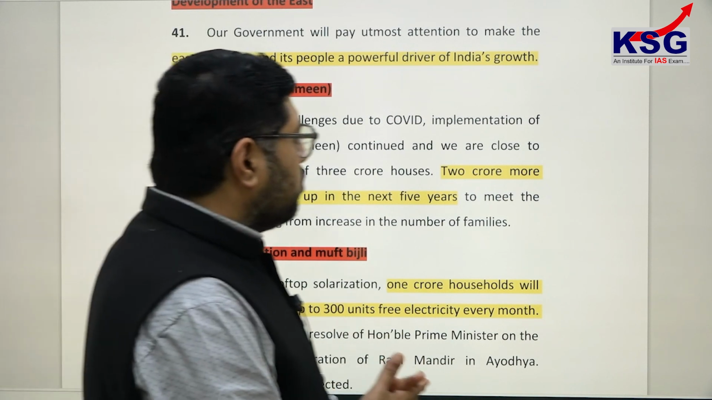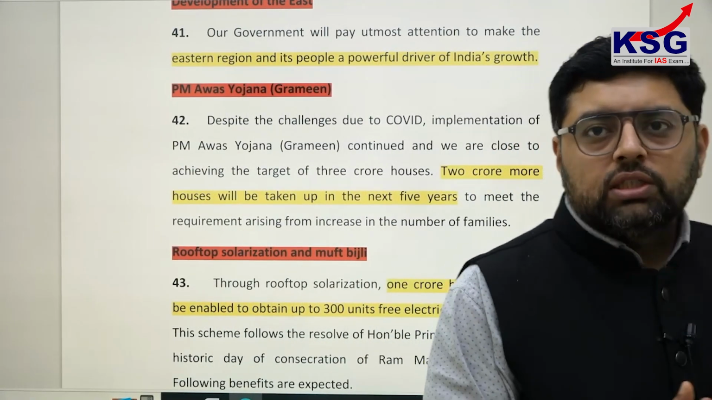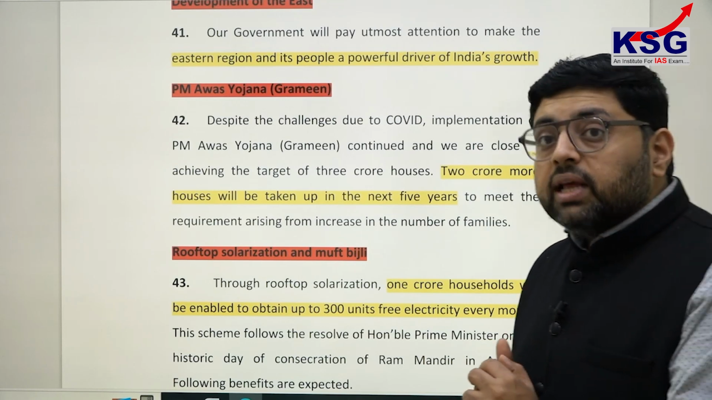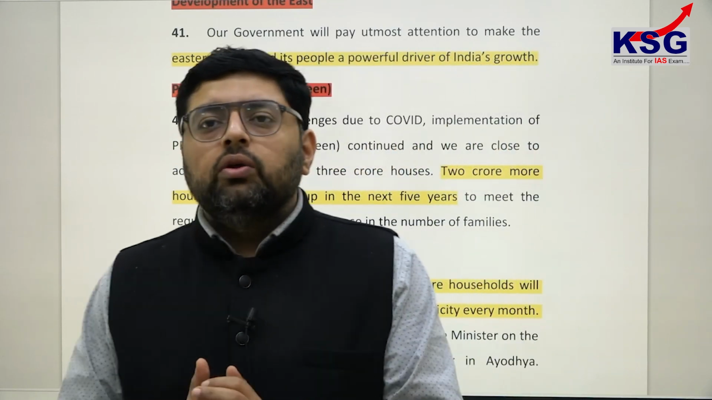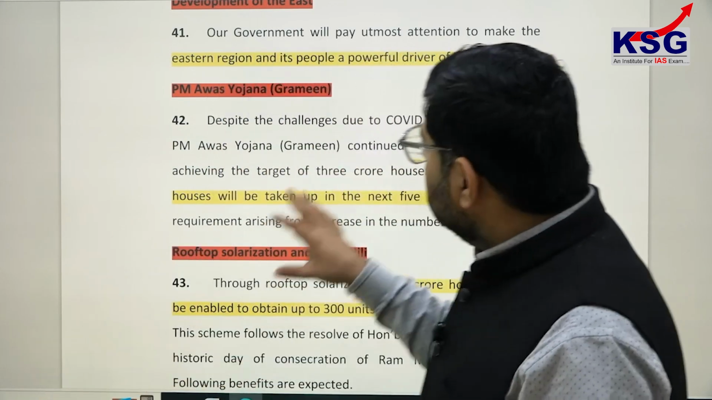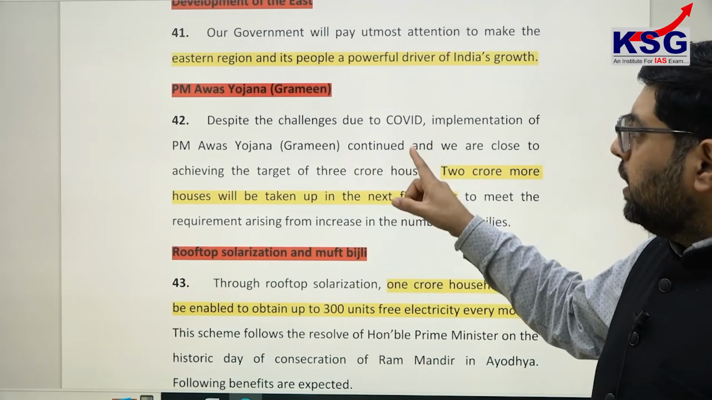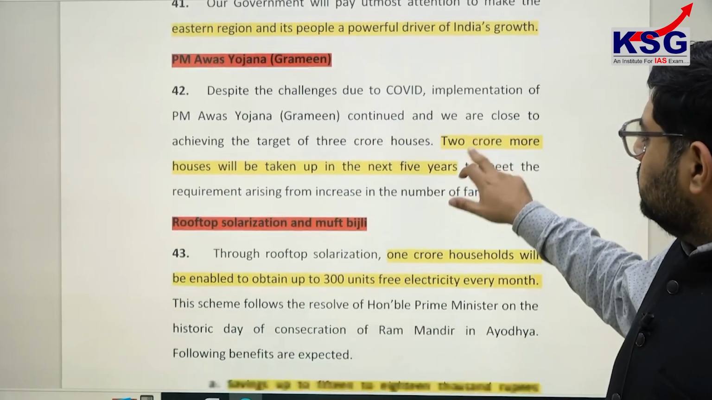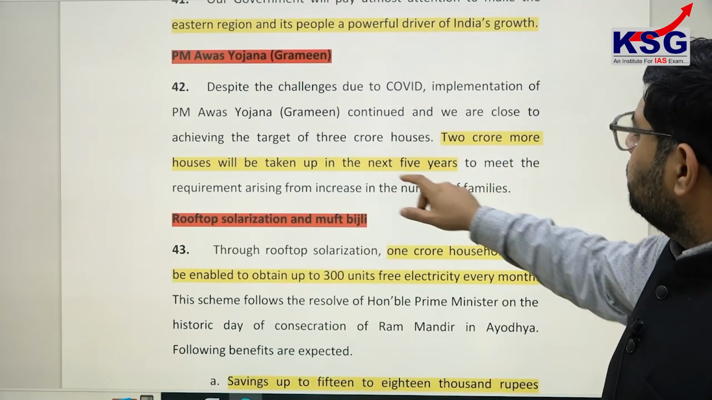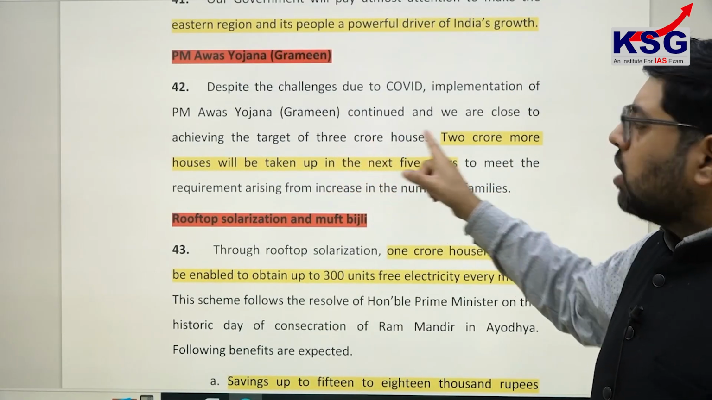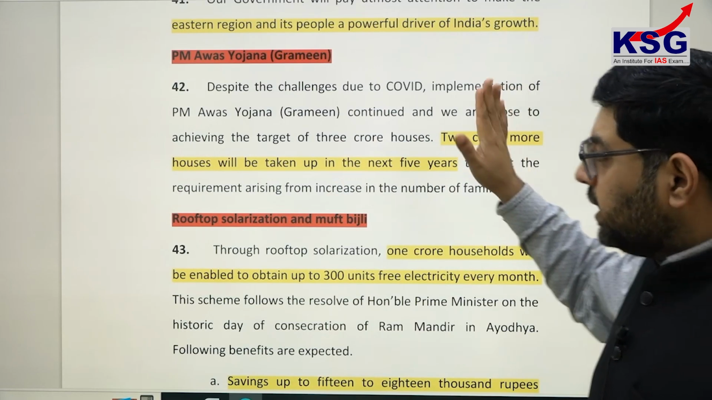So again here they want to provide houses to those who are homeless, or those who are staying in kacha houses. The government wants that they must have their own houses, that is under PM Awas Yojna. If you see, we already have some achievement in the form of 3 crore houses. That target we have already achieved.